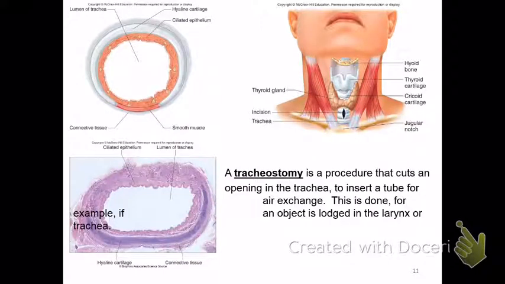A tracheostomy? That would be, they do this on TV all the time. I know how to do it. No, I'm just kidding. Most of what I know about clinical experience I got from Grey's Anatomy. Okay, tracheostomy is a procedure that cuts an opening in the trachea to insert a tube for air exchange. So if someone's coughing or, you know, there's a blockage, this is done for an object that is lodged in the larynx. So you'll see they tilt the head back and they cut it, and then on TV, they use like an ink pen or something. Don't do that. They have little pipes that you're supposed to use.